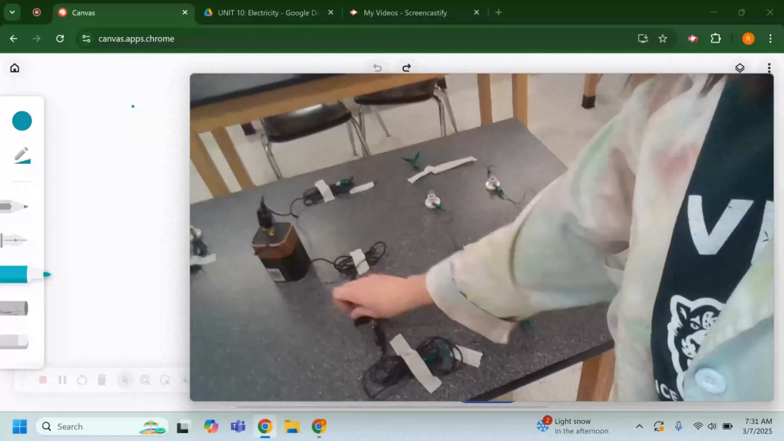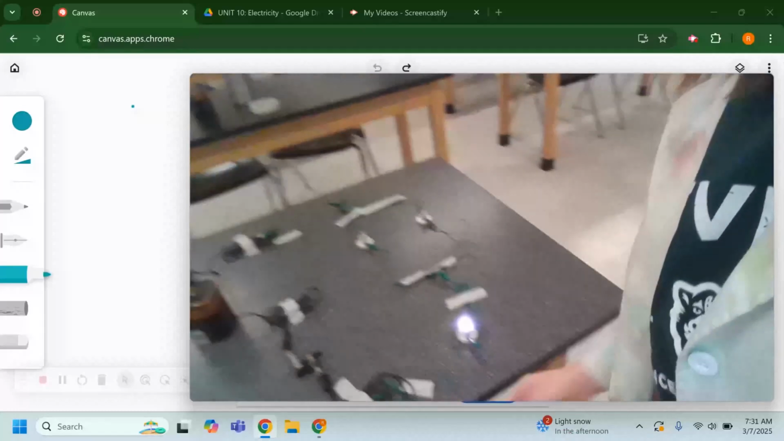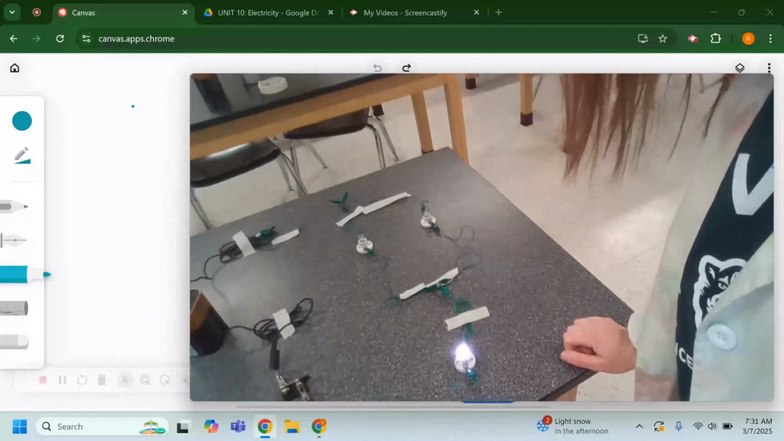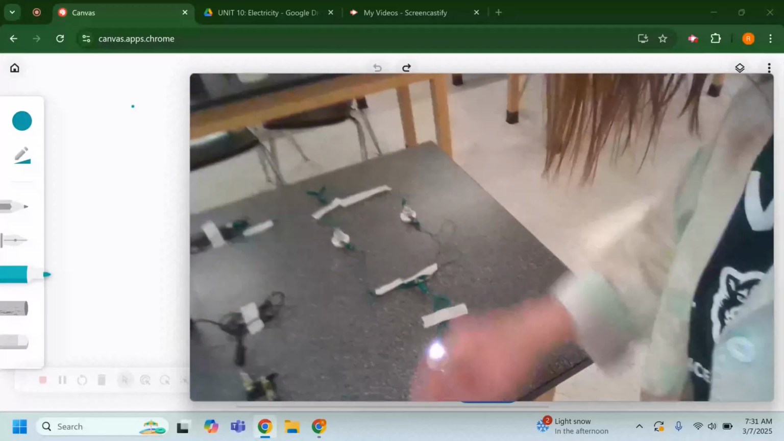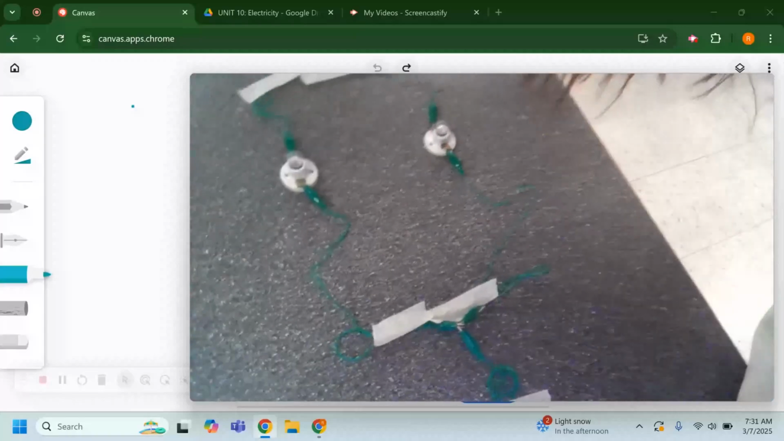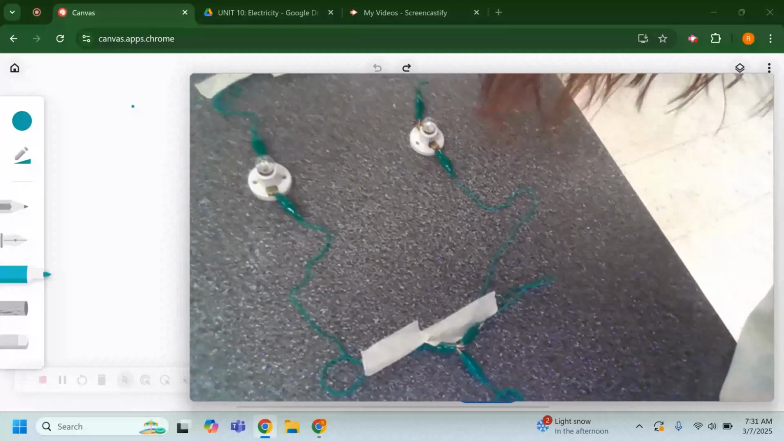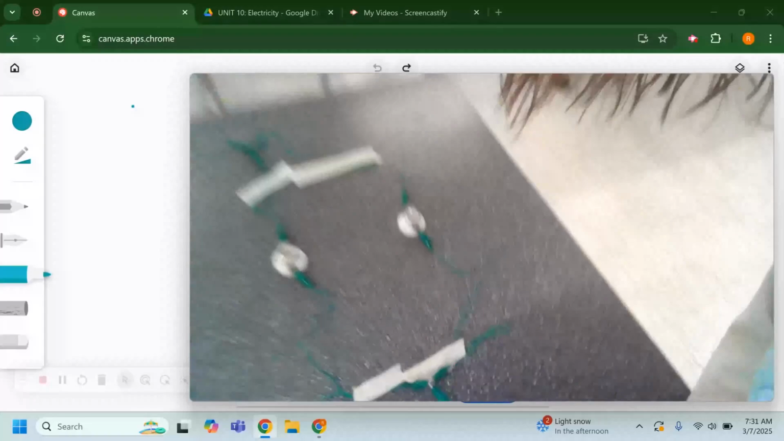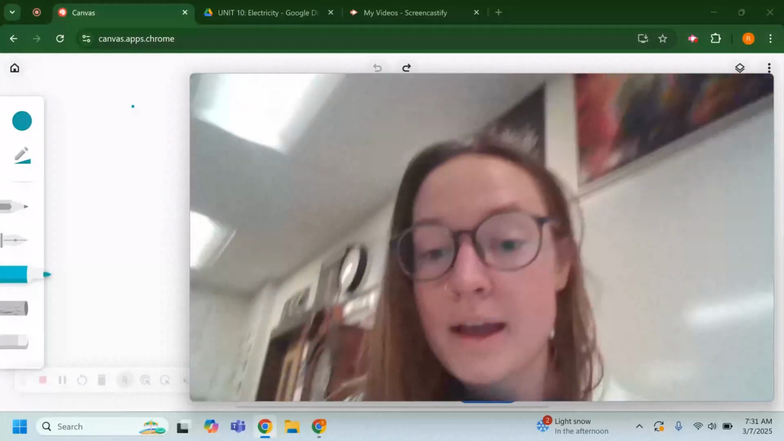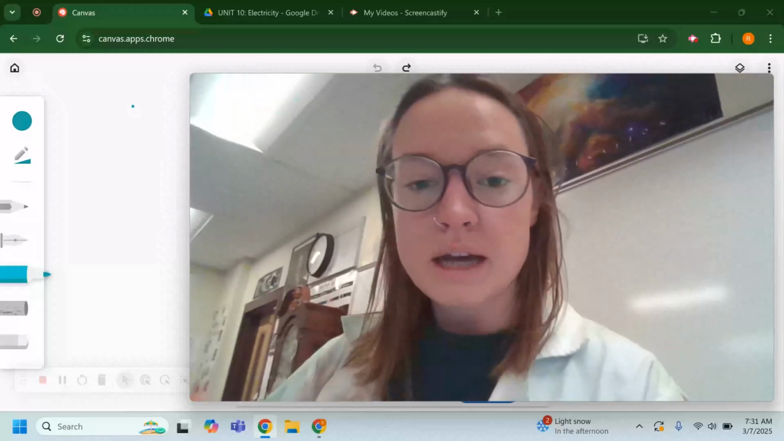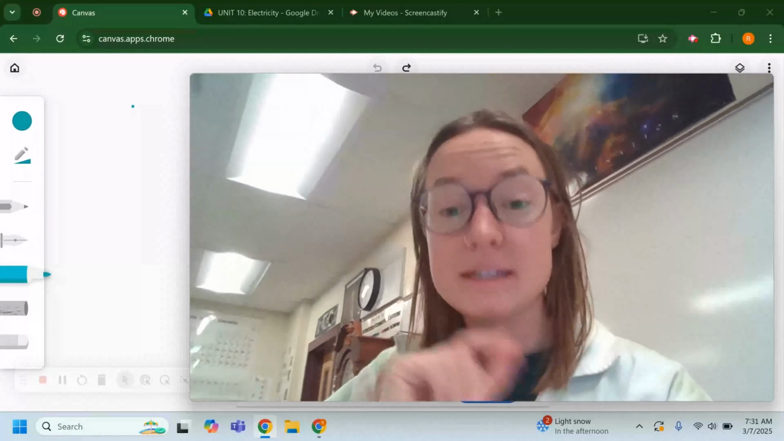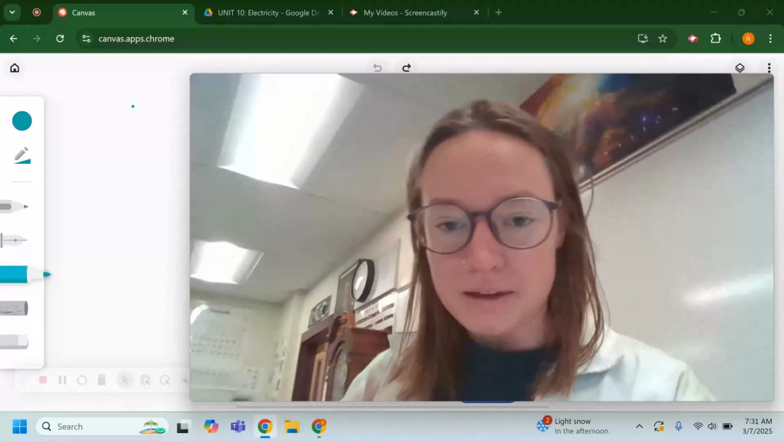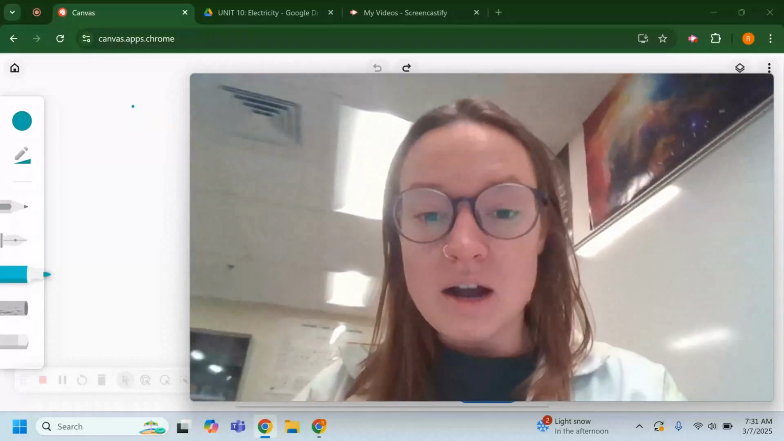Let's go ahead and turn it on. And here's what you should see. You should see this light bulb glowing very brightly, and then these two, very, very hard to see. But if you look very closely, they are glowing just a little bit there, but significantly less than this one. These are both types of what we call compound circuits because they have both series elements and parallel elements. And that's our topic of the day.